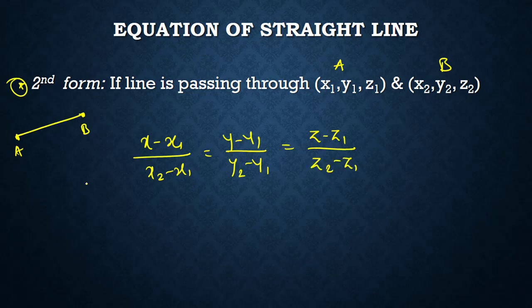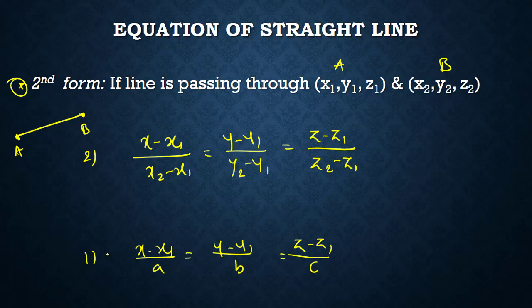What was our previous form? So this is the second form. The previous form was (x minus x1) by A, (y minus y1) by B and (z minus z1) by C. If you observe, these two should be the same, as both are the equation of a line. So y2 minus y1 is B and z2 minus z1 is C. Then I can say that the denominators given here are nothing but the A, B, C in the 2-point form. Getting it? Very good.